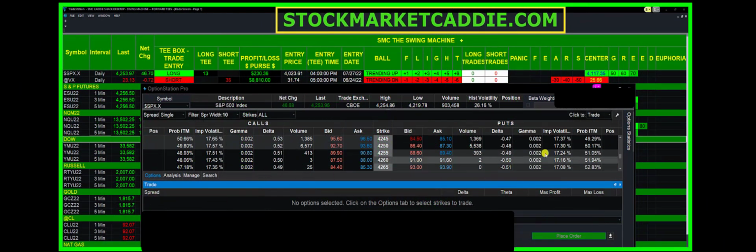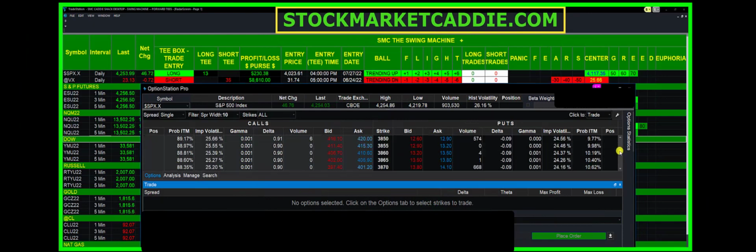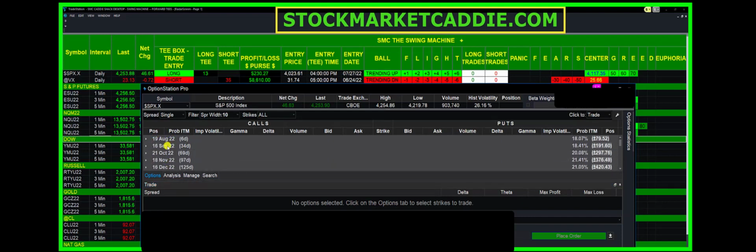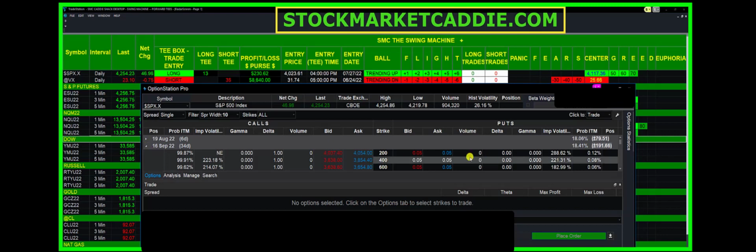Okay, so we've opened up the TradeStation platform, and let me show you the option chain. Bear with me. We have all the dates right here. We're going to go out to the option chain September 16th this year, 34 days out. So let's open up that chain.